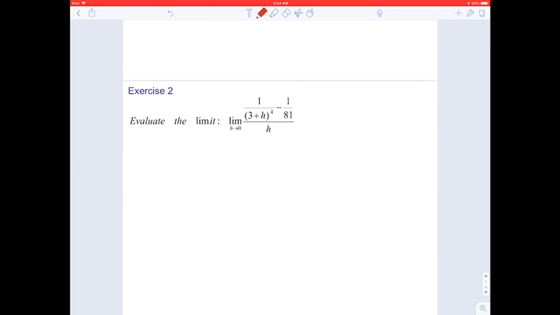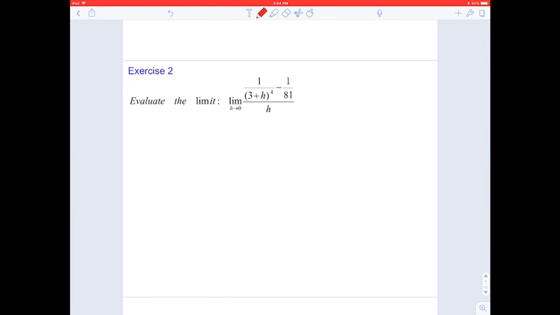Let's do one more like that. Evaluate the limit. Limit as h approaches 0 of 1 over the quantity 3 plus h to the power of 4 minus 1 over 81, over h. We can see that this limit represents the derivative at 3, and the corresponding function is 1 over x to the power of 4. First of all, let's find the derivative and then substitute 3. That means this is my quantity a, and this value is f of a.